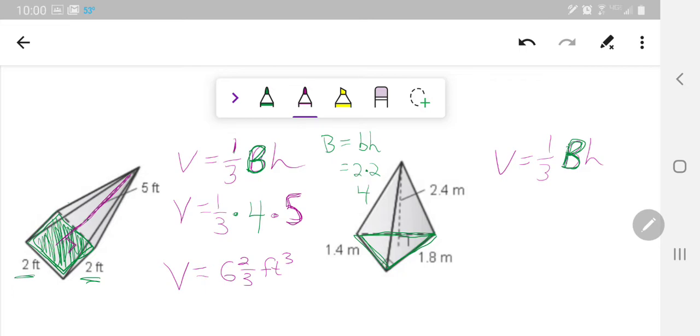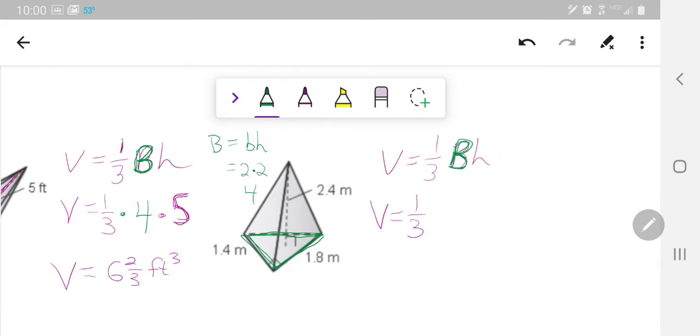All right, now let's see what's the difference in this one. A lot of it's going to be the same. So volume equals 1/3. Now that green part here is the important part. We're looking for just the area of the base, and in this case, the base is a triangle. We don't find the area of a triangle the same way we find the area of a square or rectangle. We need a different formula: 1/2 base times height. So now we're looking at just this green shape, ignoring the rest of the pyramid.